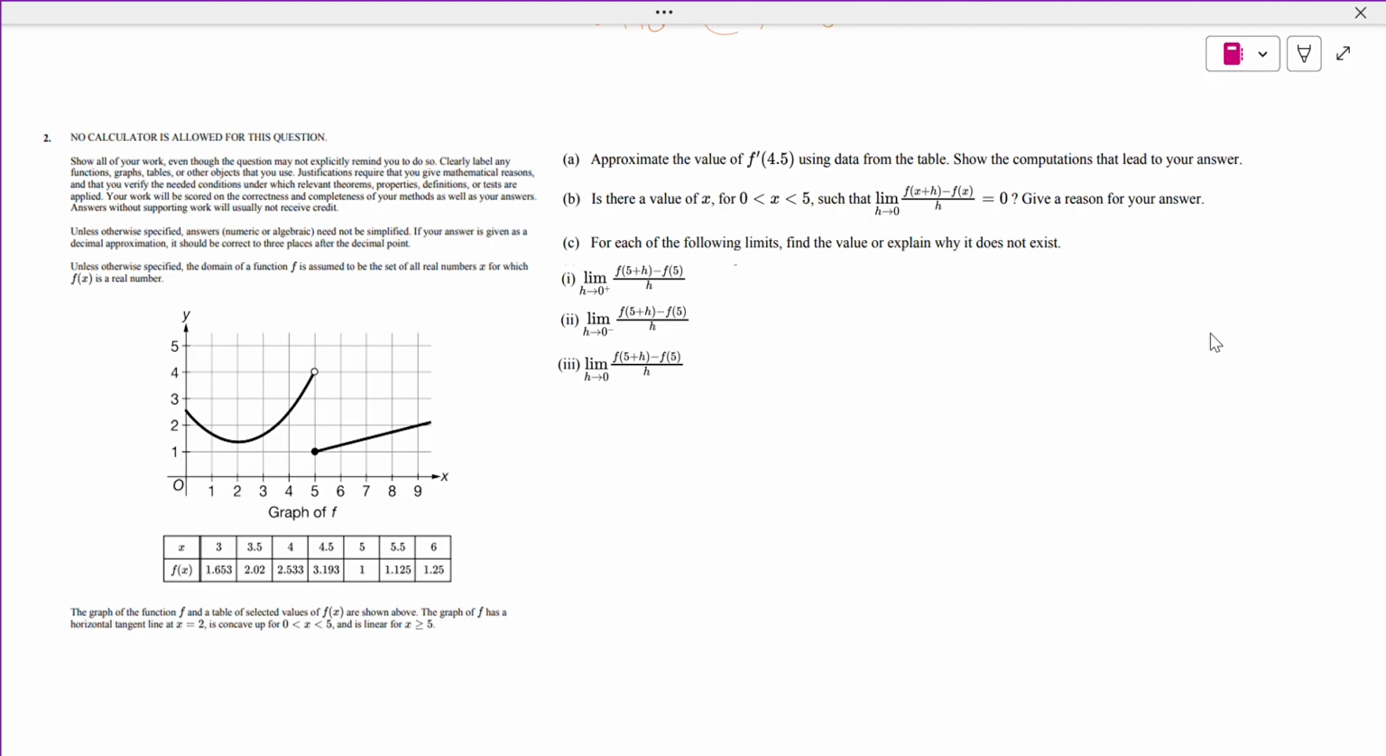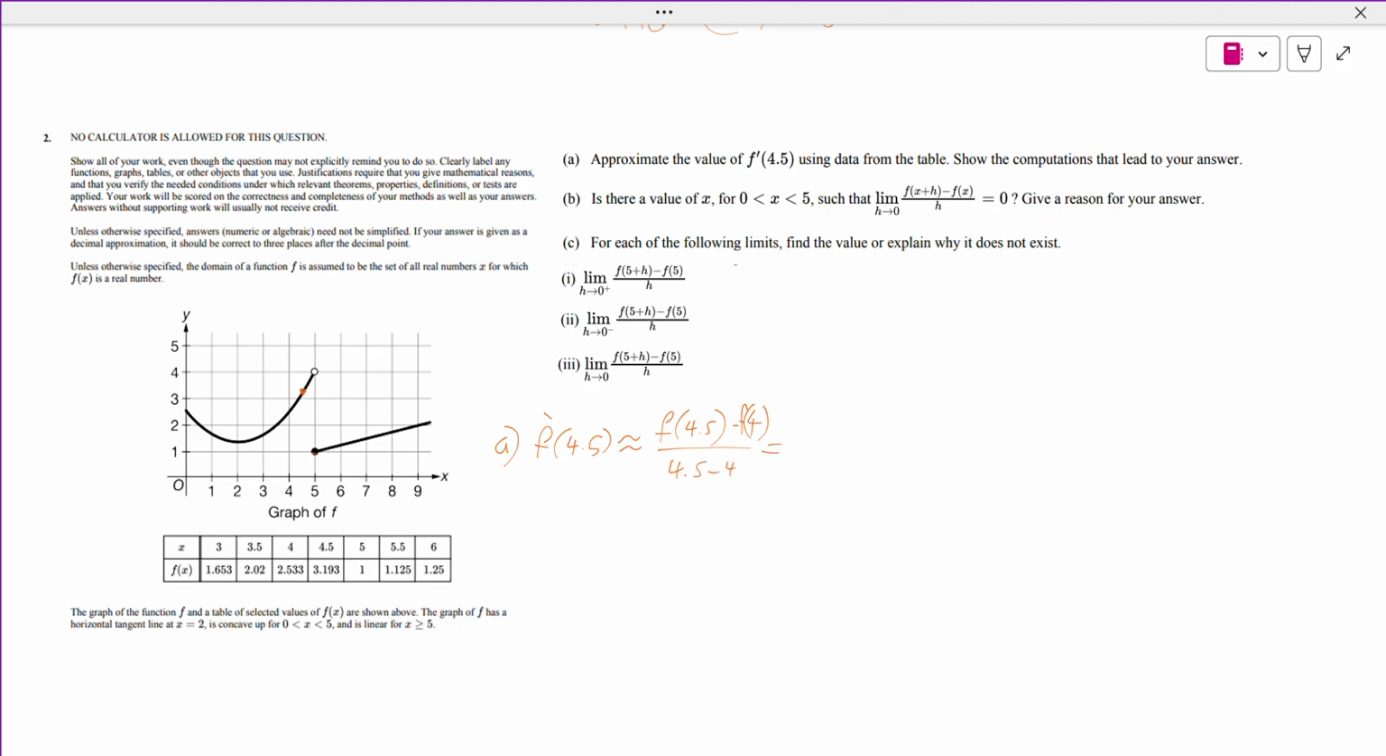So if you look at 4.5 on the graph, 4.5 is here, right? And we cannot use f of 5 because f of 5 is here. So don't choose f of 5 for the first one, as we discussed in the previous video. So for part A, f prime of 4.5 is approximately what? f of 4.5 minus f of 4 over 4.5 minus 4.